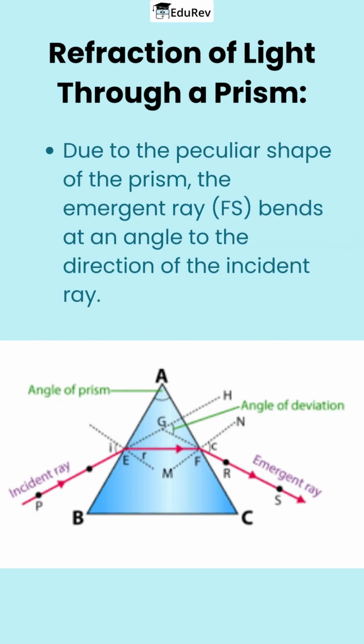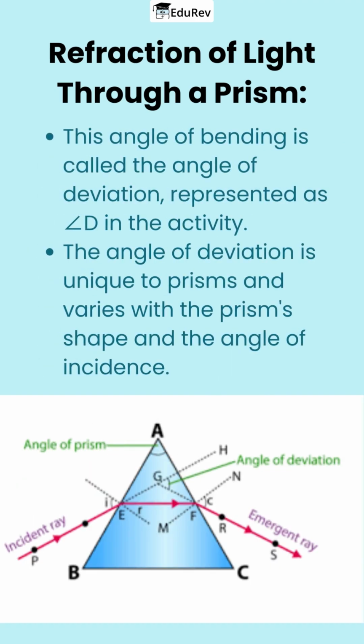Due to the peculiar shape of the prism, the emergent ray bends at an angle to the direction of the incident ray. This angle of bending is called the angle of deviation. The angle of deviation is unique to prisms and varies with the prism's shape and the angle of incidence.